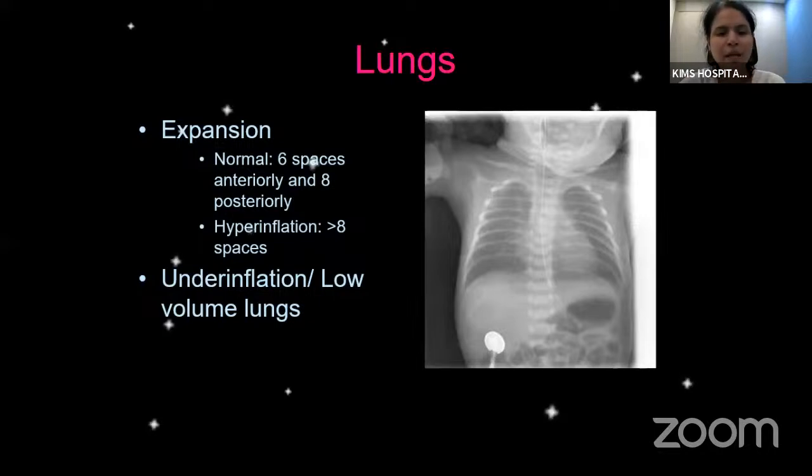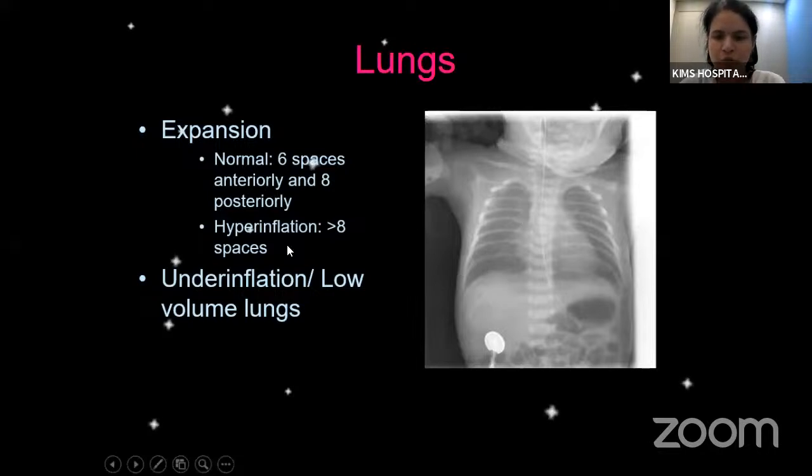Typically the expansion of the lung is said to be normal if we visualize 6 intercostal spaces anteriorly and up to 8 intercostal spaces posteriorly. So this is an X-ray where you can see the posterior intercostal spaces. We start counting from the first rib here. So 1, 2, 3, 4, 5, 6, 7, and 8. So we see a total of 8 posterior intercostal spaces, which is considered to be normal in the newborn.